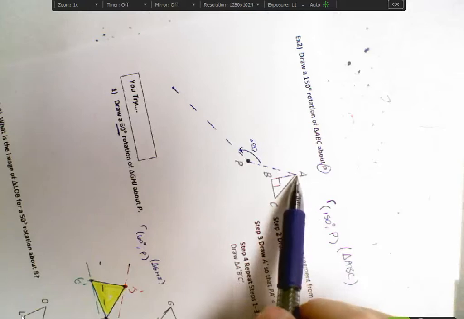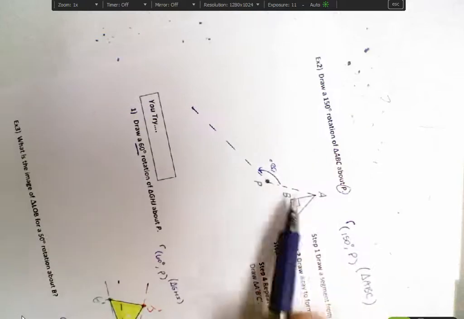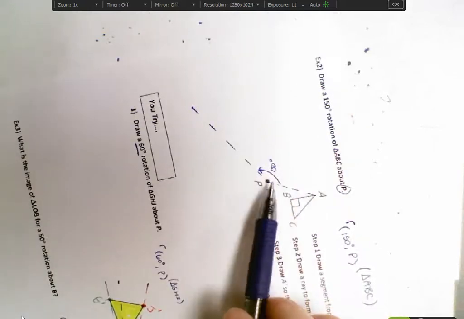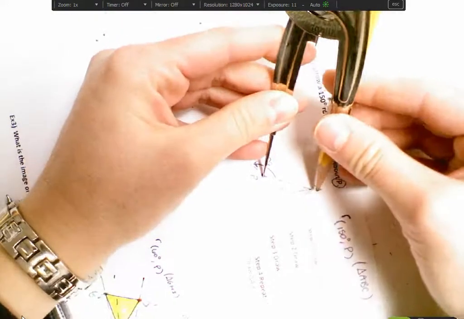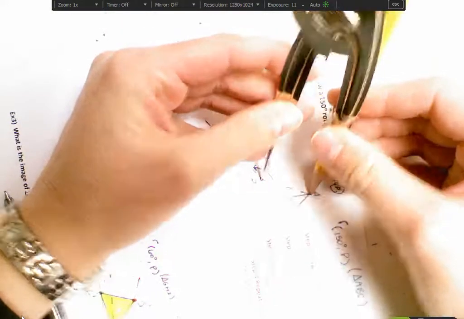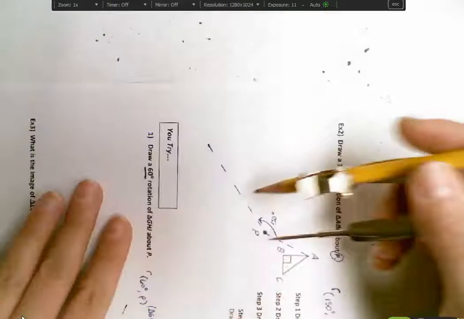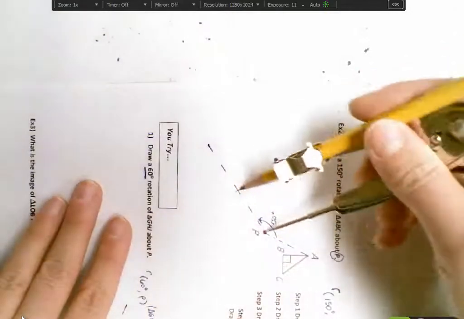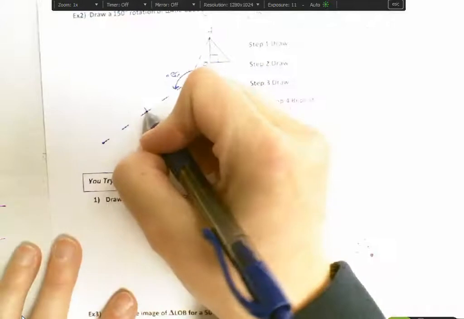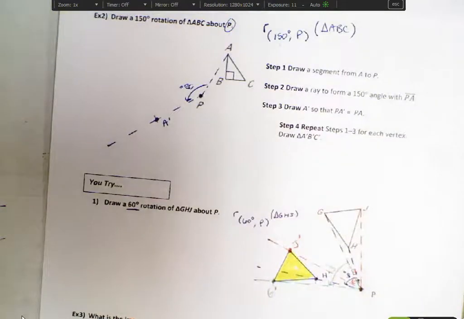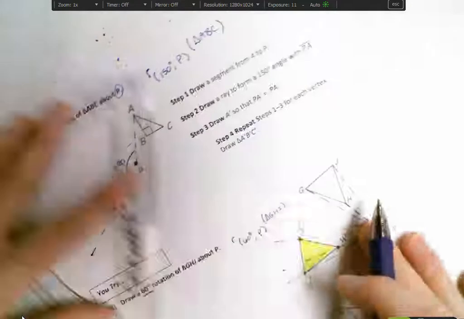So you should be able to stop and think, okay, that whole angle, that's good. I drew up to A, so that means I need the same distance from the center of rotation to the vertex as to A prime. So we are going to open and close our compass so that it's the same length. Then I just move my compass over here so that I can find where that goes. So I mark that A prime.